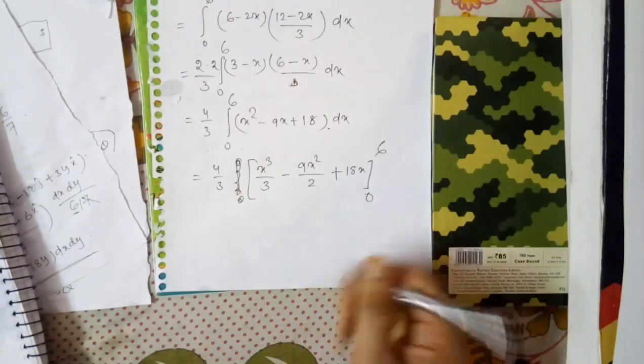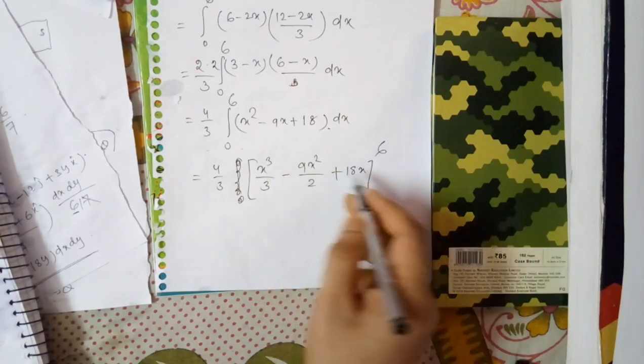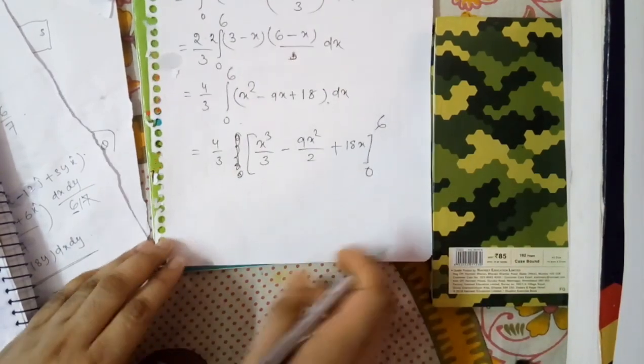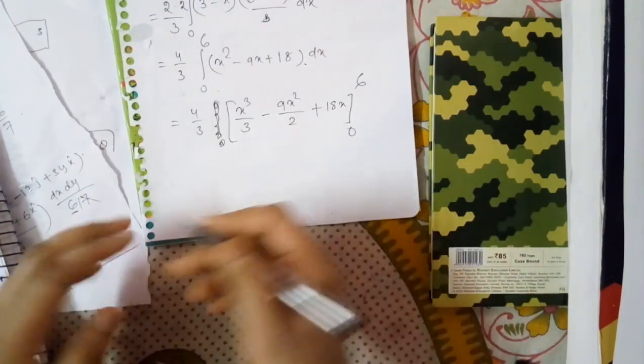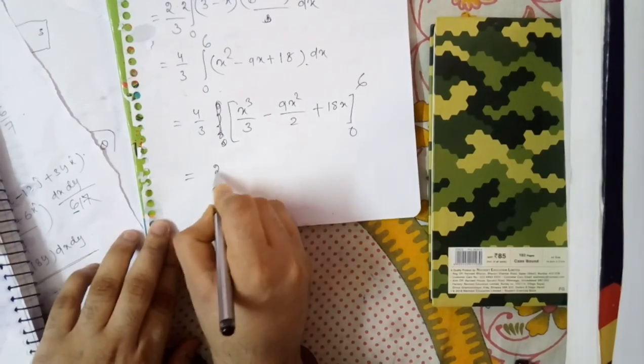Now we simply put the value of the limits in the place of x. I will not do any further calculation. So if we solve this, the final answer will be 24.